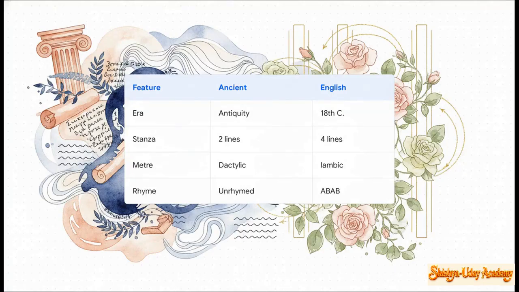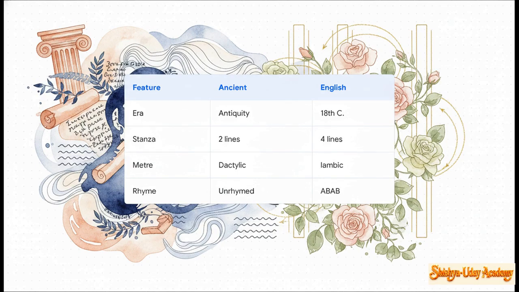Let's do a quick side-by-side comparison here. The ancient elegiac couplets, used by poets like Ovid, are structured as a two-line couplet. The meter alternates between dactylic hexameter, which is 6 dactyls, and dactylic pentameter, 5 dactyls. And importantly, there's absolutely no rhyme. It's all about that metrical focus.